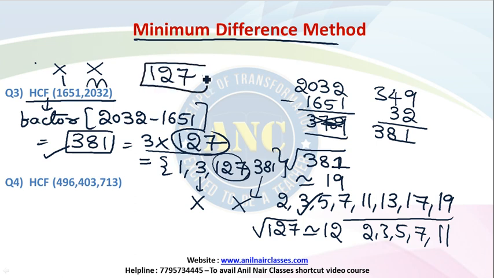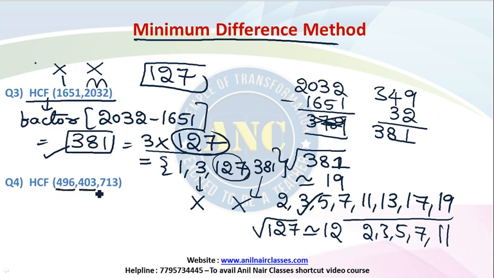I hope the idea is clear. HCF of any two numbers is a factor of their difference. HCF of any two numbers is an element in the factor of their difference.